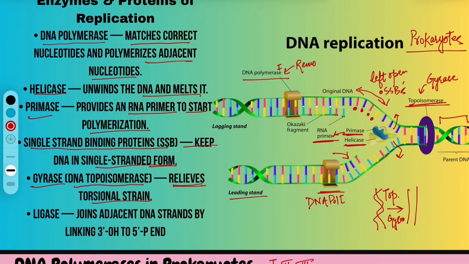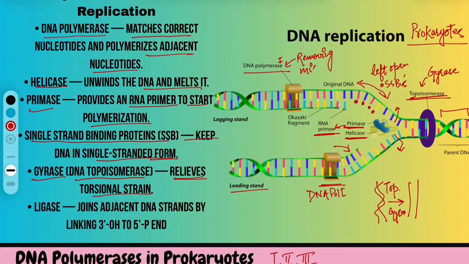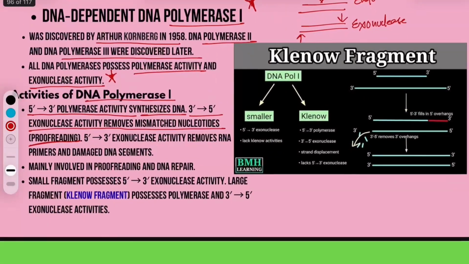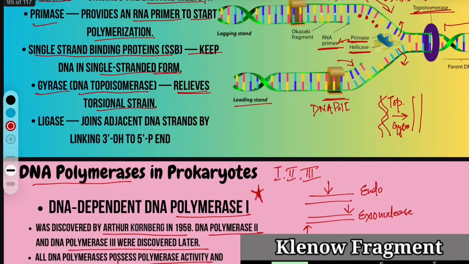You can see on the lagging strand, that is 3 to 5, it is removing the mismatched nucleotides. And 5 to 3 exonuclease activity is also there, which removes RNA primers. From 5 to 3, it has polymerase activity and also exonuclease activity. It means in 5 to 3 it is adding nucleotides, and it is also removing mismatched nucleotides.